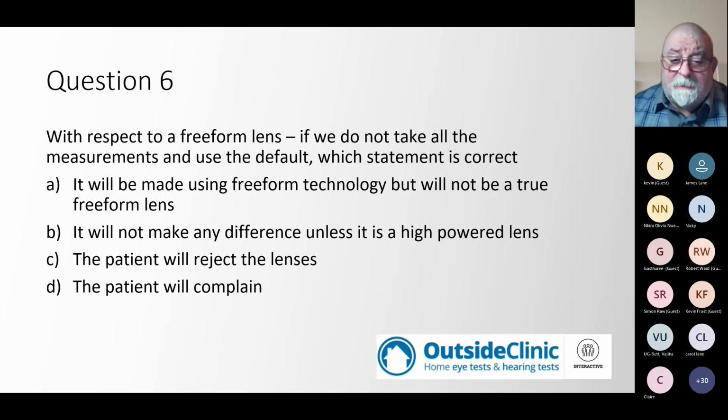Patient will reject the lenses. Well, in some cases they will. The patient will complain. Well, if the patient rejects the lenses, yes, they will complain.